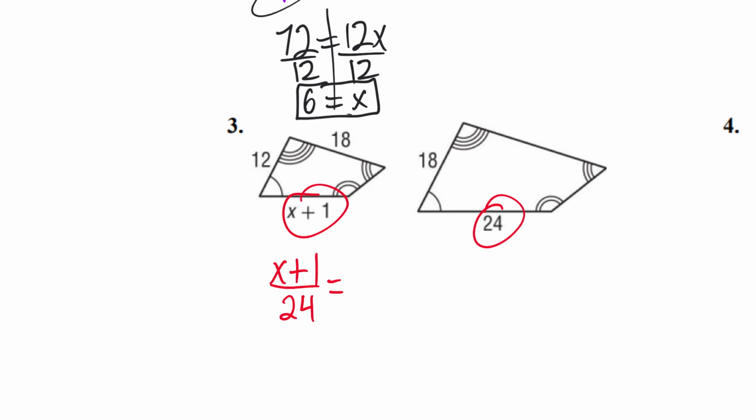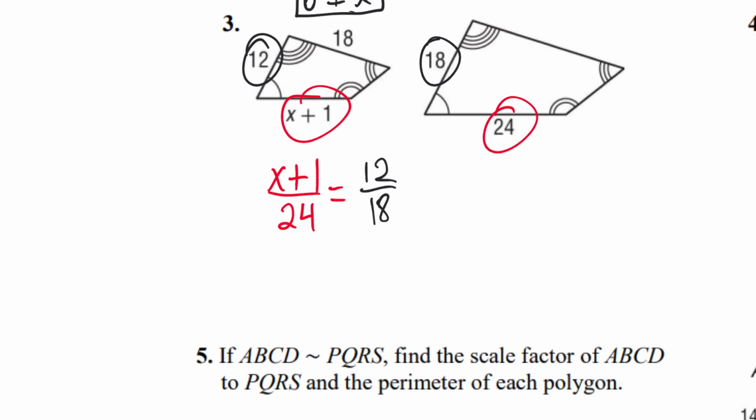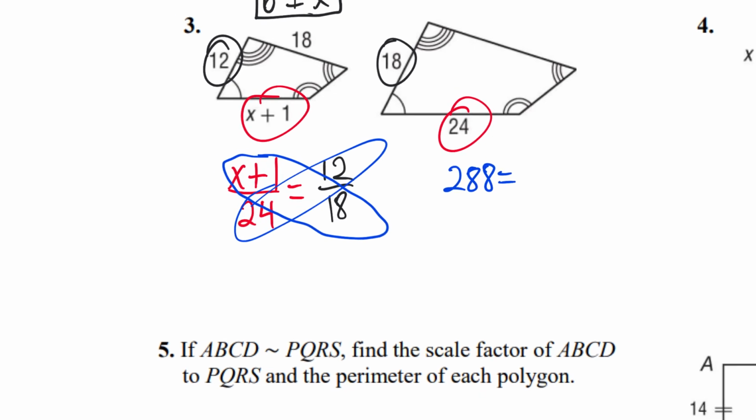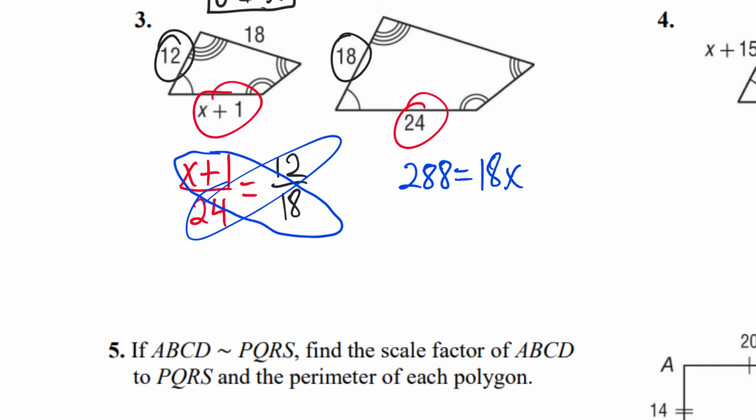What I'm going to use is this 12, because do I know the side that matches up to that on the other one? Yes, it's 18. So the x plus 1 is to 24 as the 12 is to the 18. So let's cross multiply here. What's 24 times 12? It's 288. What is x plus 1 times 18? 18x plus 18. Exactly. Because the 18 times x is 18x, and the 18 times 1 is 18. Remember, there's two different terms here, separated by a plus or a minus.